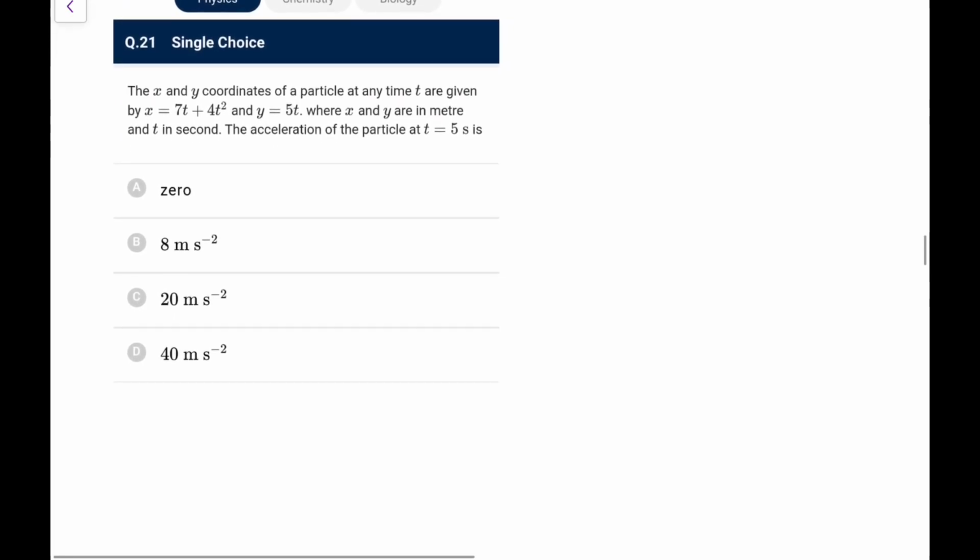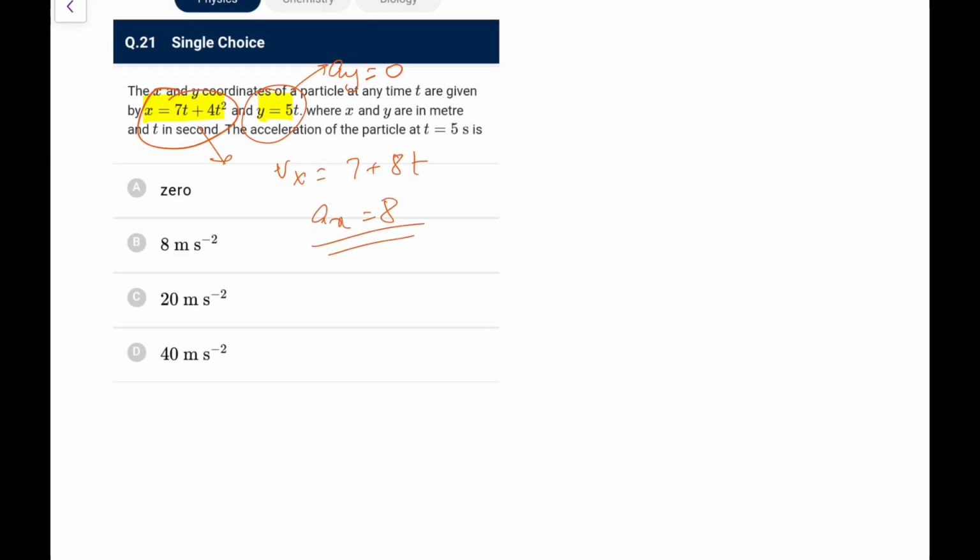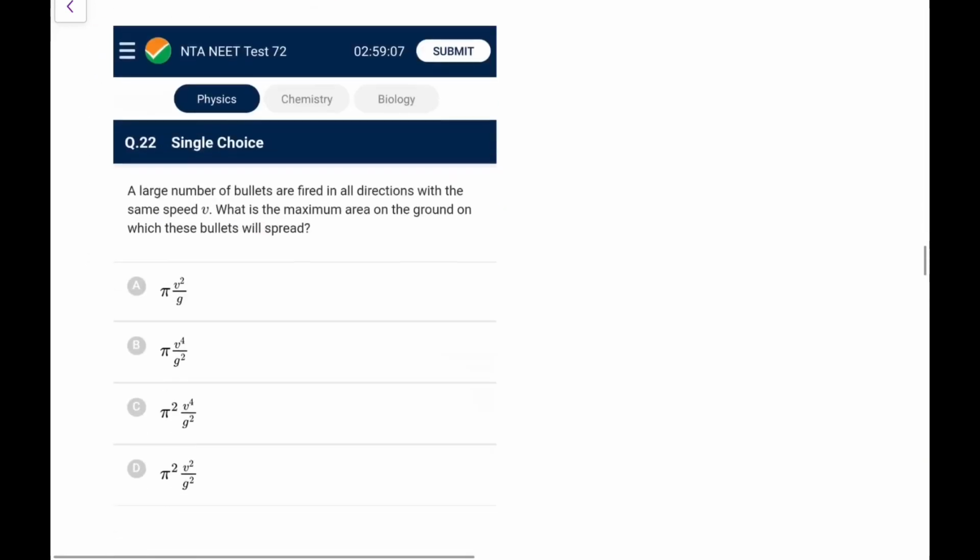Next, the x and y coordinates of a particle at any time are this and this. The acceleration at 5 seconds, I can make it out. Ay is going to be 0 because it's a linear function, and for ax, differentiating twice, vx would be 7 plus 8t, and ax would be equal to 8, that is constant. So acceleration at all instants would be 8 meter per second square here.